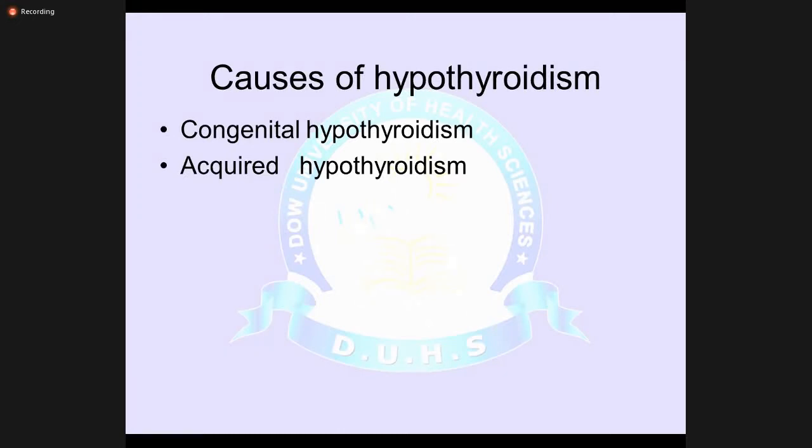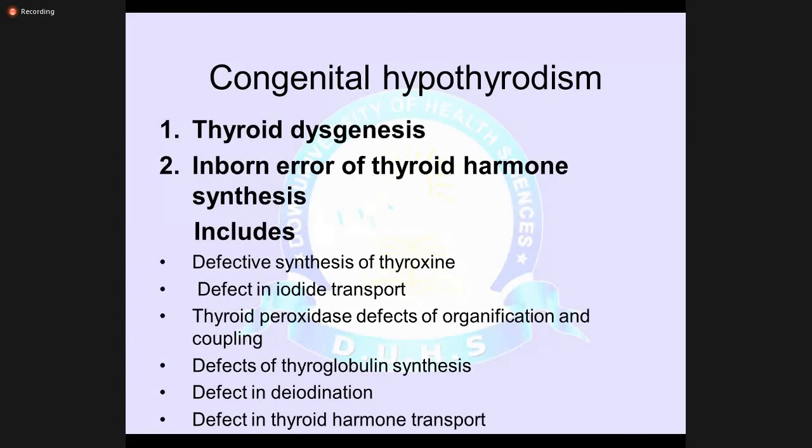So let us discuss first the causes of congenital hypothyroidism. The most common cause is thyroid dysgenesis, as we have discussed in the earlier slide, that 1 in 4,000 newborn babies do have thyroid dysgenesis, and this is the most common cause of congenital hypothyroidism. But we should be familiar with the rare causes of congenital hypothyroidism as well. At least we should know the names of them, if not the details.